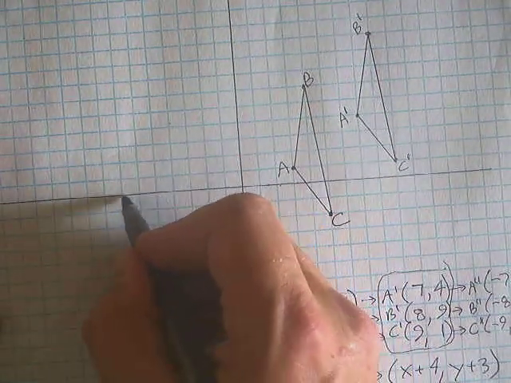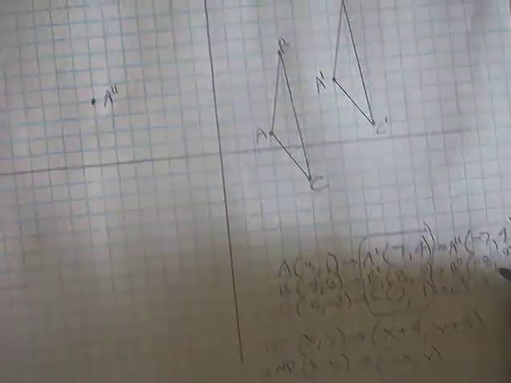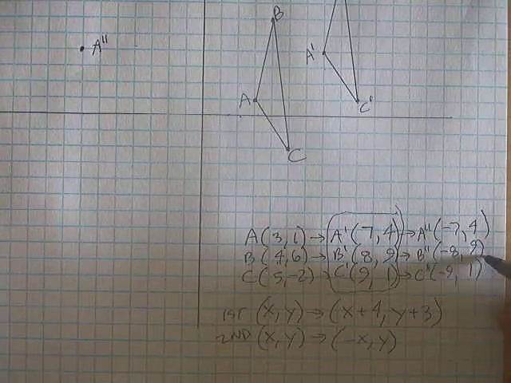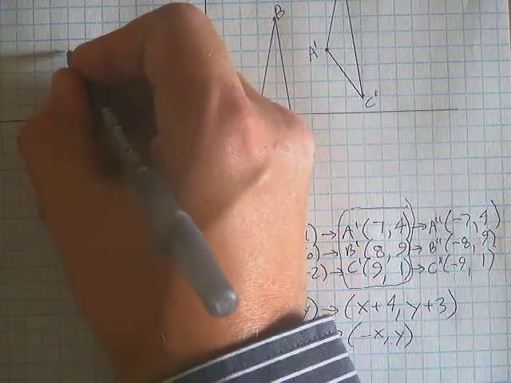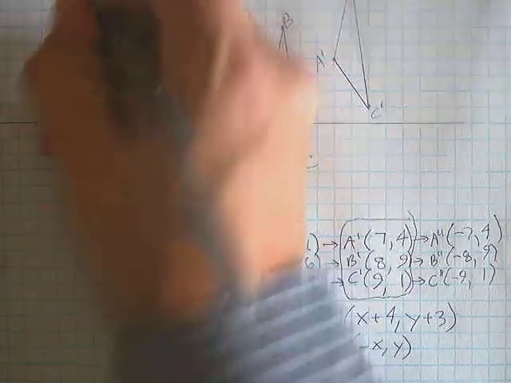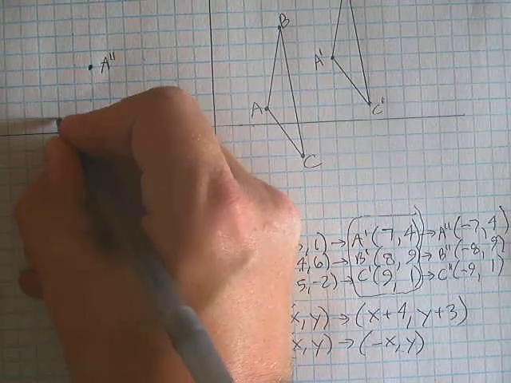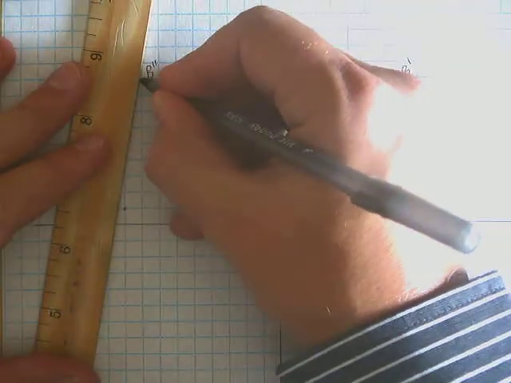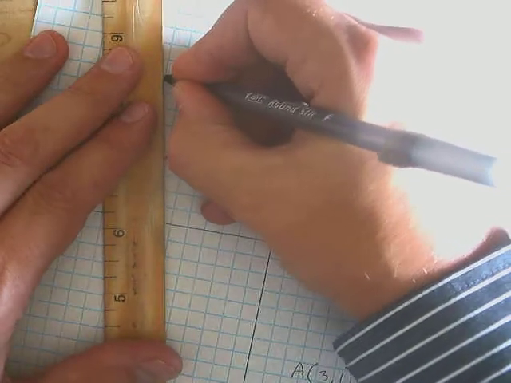Okay, so I'm going to graph these new points. (-7, 4): 1, 2, 3, 4, 5, 6, 7, then up 4. This is going to be A double prime. I'm going to graph (-8, 9). So go over one more, -8, and then up 9: 1, 2, 3, 4, 5, 6, 7, 8, 9. B double prime. And then I have (-9, 1). So I'm going to go -9, up 1. This is C double prime. I'm going to connect those.